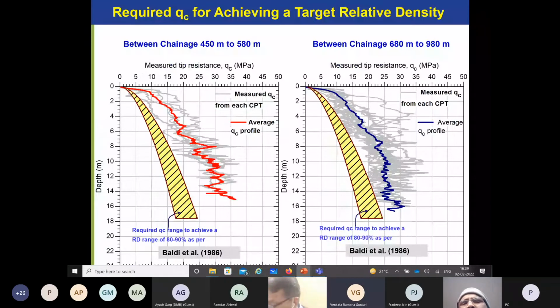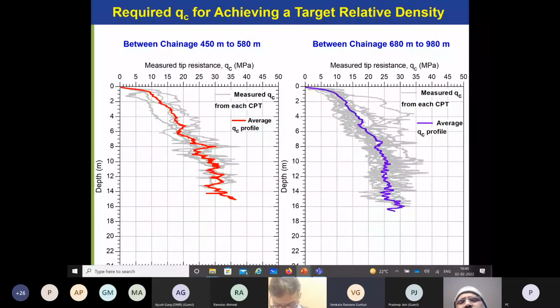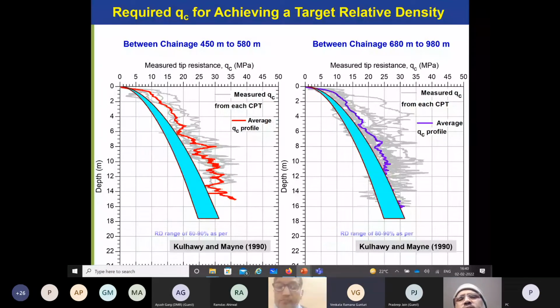This is using another correlation, Baldi, and this is the QC required for 80 to 90%. You can see that this red line is well above this band of 80 to 90% required. Then they said, okay, you are all using, Professor Ramana is using all the old correlations.